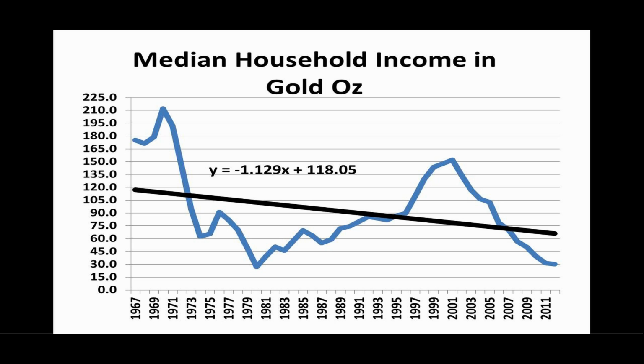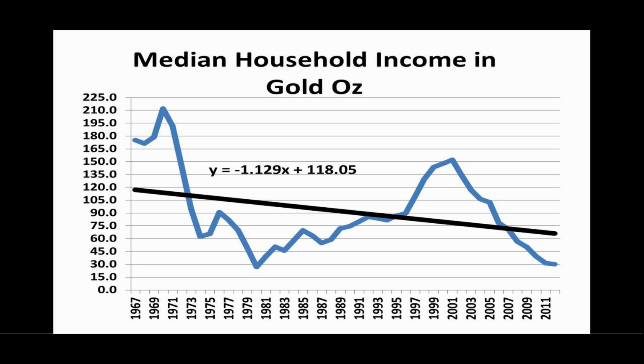The equation for that line is y equals minus 1.129x plus 118.05. So what that tells you is that if your income in 1967 was 118 gold ounces for the year, every year after that you would have to subtract 1.1 gold ounces, or let's say 1 gold ounce every year that you earned less than the year before.